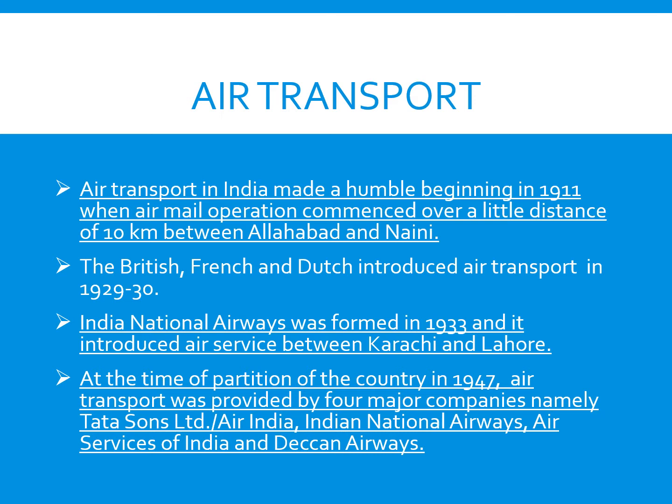By the end of World War II, major cities like Karachi, Mumbai, Delhi, Kolkata, Lahore and some other places were provided with air services. At the time of partition of the country in 1947, air transport was provided by four major companies, namely Tata Sons Limited or Air India, Indian National Airways, Air Services of India and Deccan Airways.